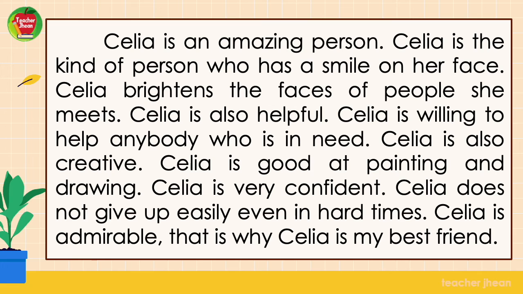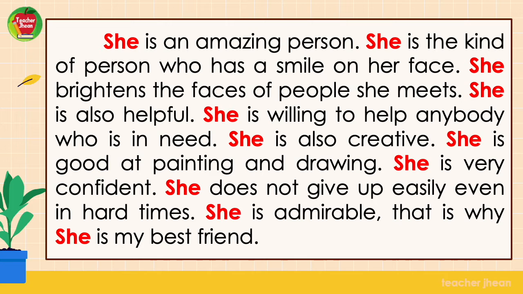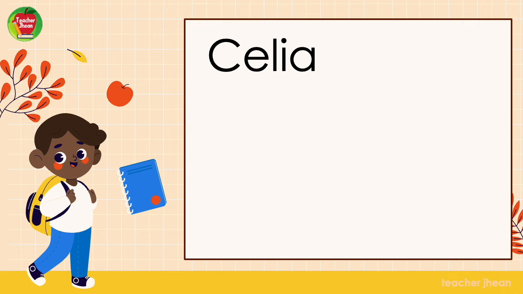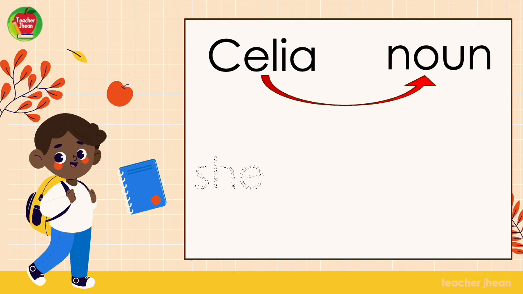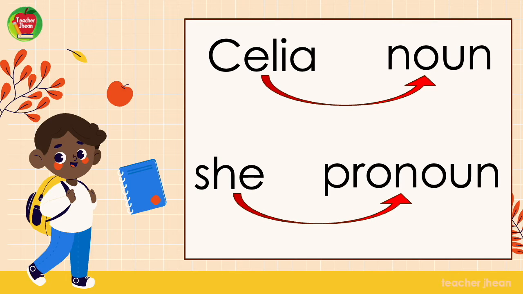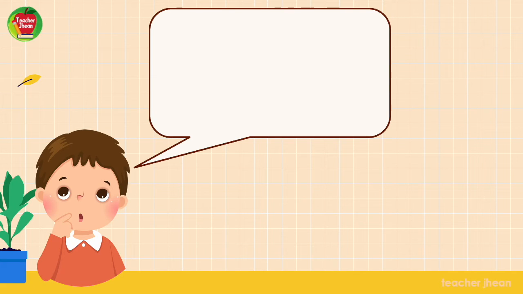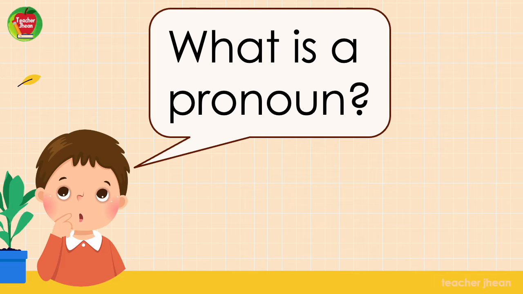What have you noticed about the text? Is there a repetitive word? What word is repetitive? You are right. Celia. Instead of repeating the name of Celia, can you give me a word that can be used as a substitute for Celia? The word she is used as a substitute for Celia. You're right. Celia is a noun, while she is a pronoun. So, what is a pronoun? Why do you think we need to use a pronoun?